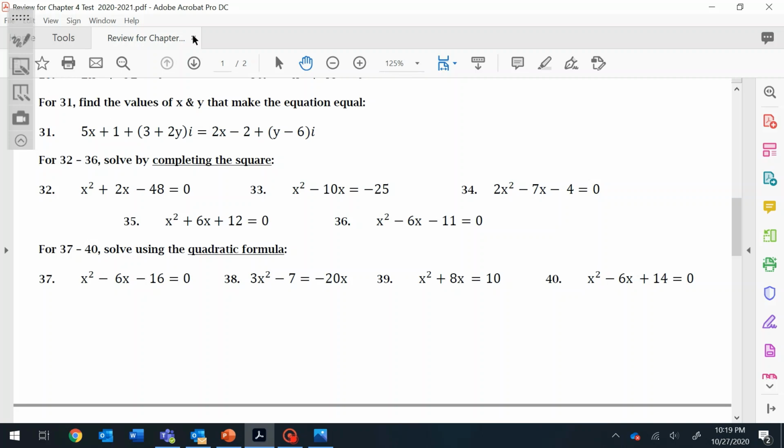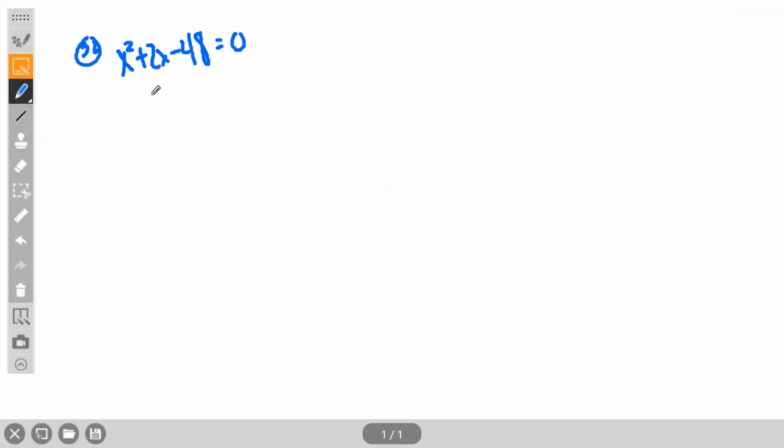Alright, so we're going to solve this by completing the square, which means that the 48 can go to the other side. So we have x squared plus 2x, and on the other side we have 48. And to complete the square, I'm going to add the same value to both sides. Half of 2 is 1, 1 squared is 1. So I'm adding 1 to complete the square.